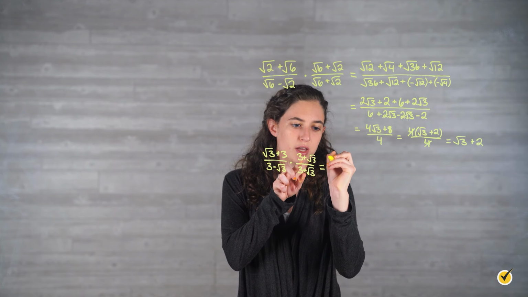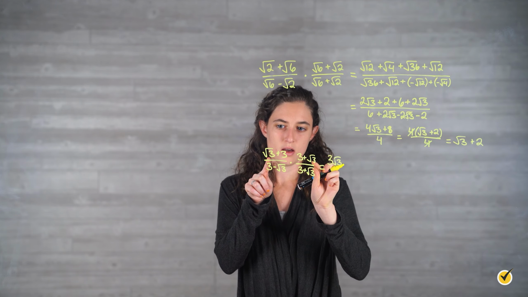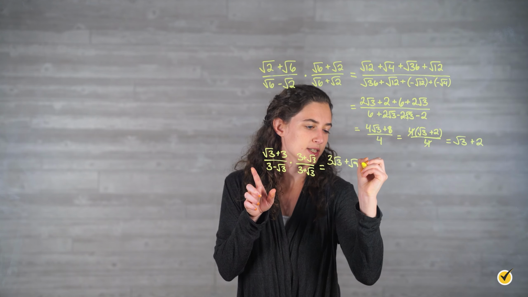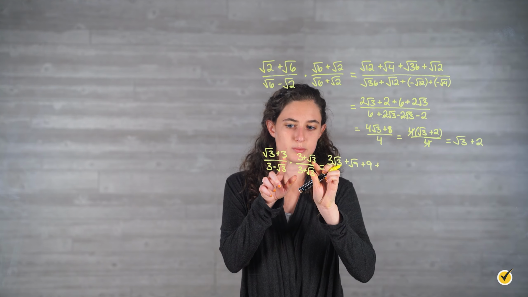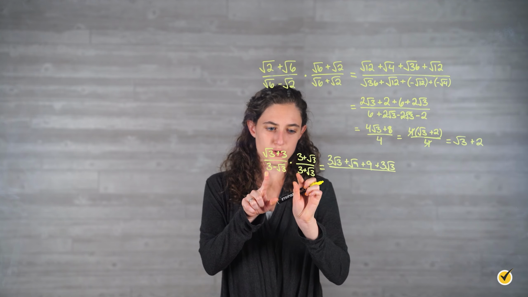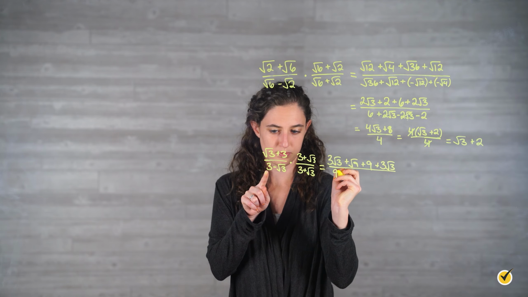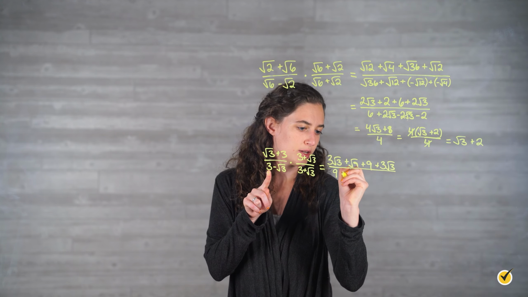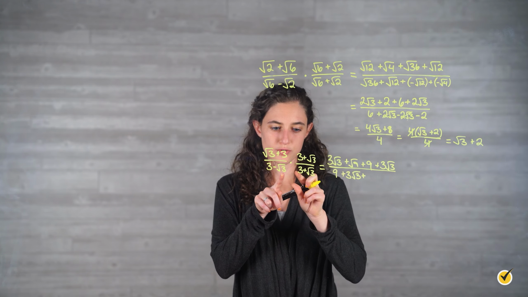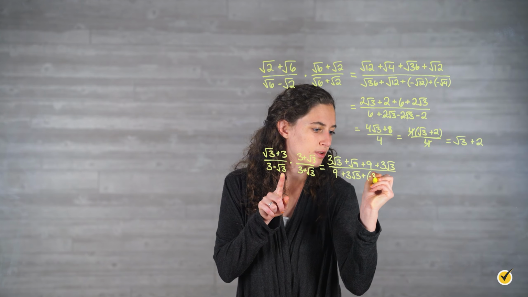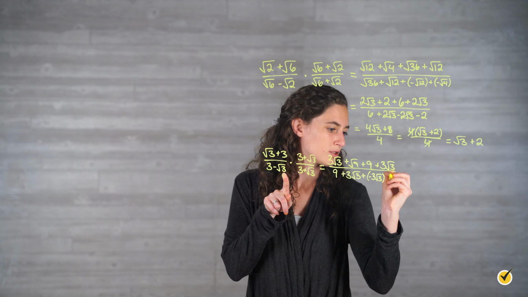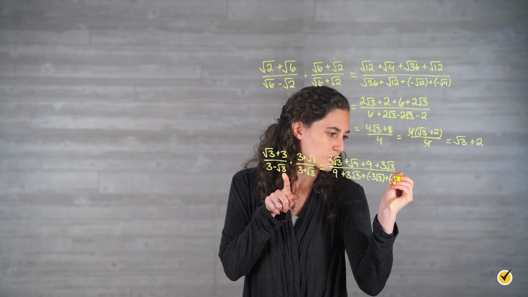So the square root of 3 times 3 is 3 square root of 3. Plus the square root of 3 times the square root of 3 is the square root of 9. Plus 3 times 3 is 9. Plus 3 times the square root of 3 is 3 times the square root of 3. Then in our denominator, we have 3 times 3, which is 9. 3 times the square root of 3 is 3 square root of 3. Plus the negative square root of 3 times 3 is negative 3 square root of 3. And the negative square root of 3 times the square root of 3 is equal to the negative square root of 9.